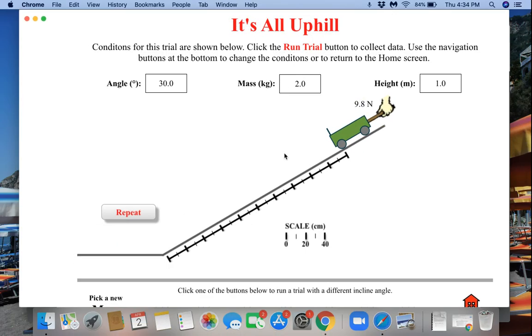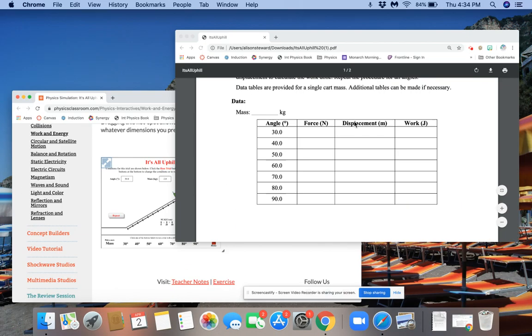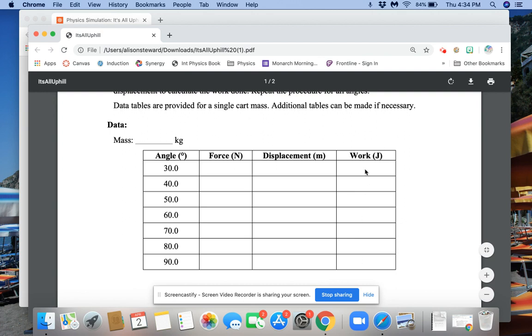So all you're going to do when you're calculating work in this column right here is you're just going to multiply force times displacement. So in that case, this would be 9.8 newtons times 2 meters. And then whatever you get there, that's 19.6 joules. And so that's how you're going to calculate work here.